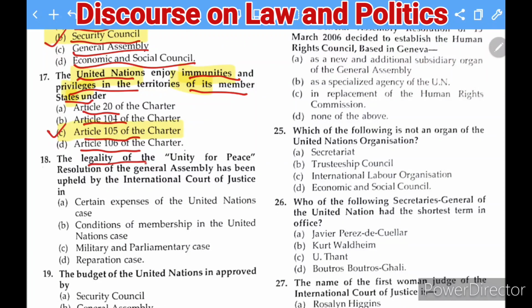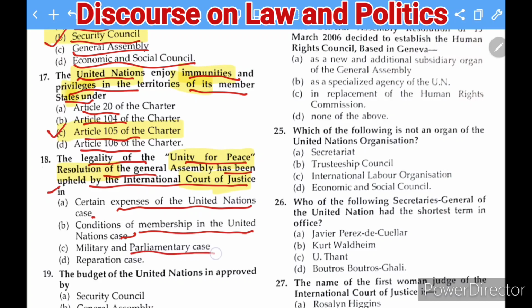Next question. The legality of the Uniting for Peace resolution of the General Assembly has been upheld by the International Court of Justice in which matter? The options given here are the Certain Expenses of the United Nations case, Conditions of Membership in the United Nations case, the Military and Paramilitary case, and the Reparation case. Which is the right answer? Give your answer in the comment box. Yes, the right answer is the Certain Expenses of the United Nations case.